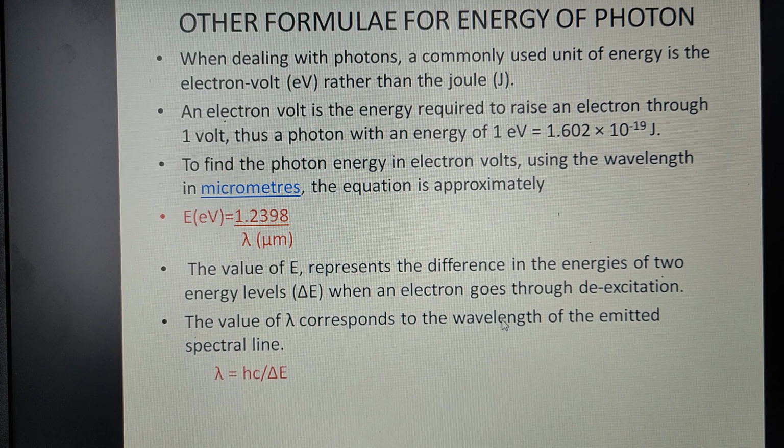So we can have another formula: lambda is equal to hc by delta E. That means delta E is equal to E. Sometimes in certain books, instead of writing E, they write EP. EP means energy of a photon. Delta E is equal to EP. So when you reverse this formula, it comes back to the original value of energy of a photon, E is equal to hf.